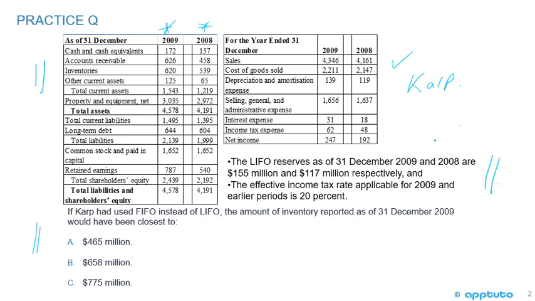They tell us that the LIFO reserve as of 31st December 2009 and 2008 are 155 million and 117 million respectively. So the reserve has been increasing. The effective income tax rate applicable for 2009 and earlier periods is 20%. Okay, so the first question is, if Carp had used FIFO instead of LIFO, the amount of inventory reported as of 31st December 2009 would have been closest to A, 465 million, B, 658 million, or C, 775 million.